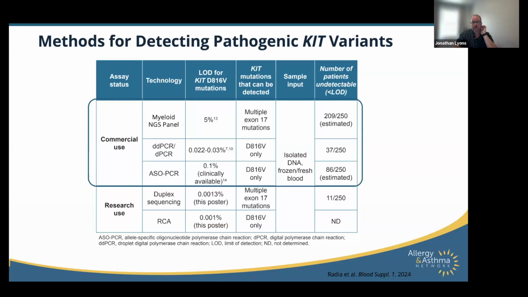The reason that it's useless in mastocytosis is that the limit of detection, so the LOD for D816V mutations, is 5%. That means 1 in 20 copies of KIT in the peripheral blood would have to be mutated with a gain of function variant, most often D816V.